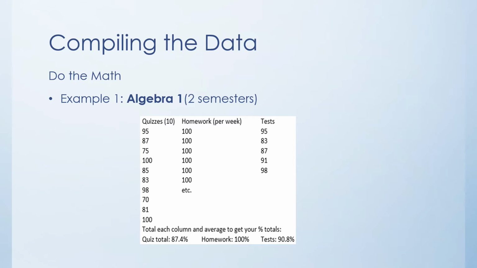If you add up all those 10 quizzes on the left, total them and average them, you get 87.4%. Same deal with the homework. If you add all those 100% and average it, you get 100% for homework. And then the tests, adding all those scores, you get 90.8% for that. So we're going to take those numbers and go to the next.